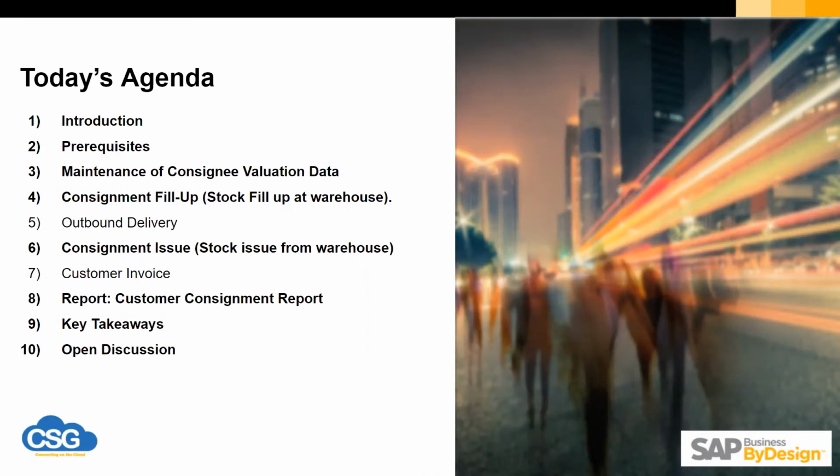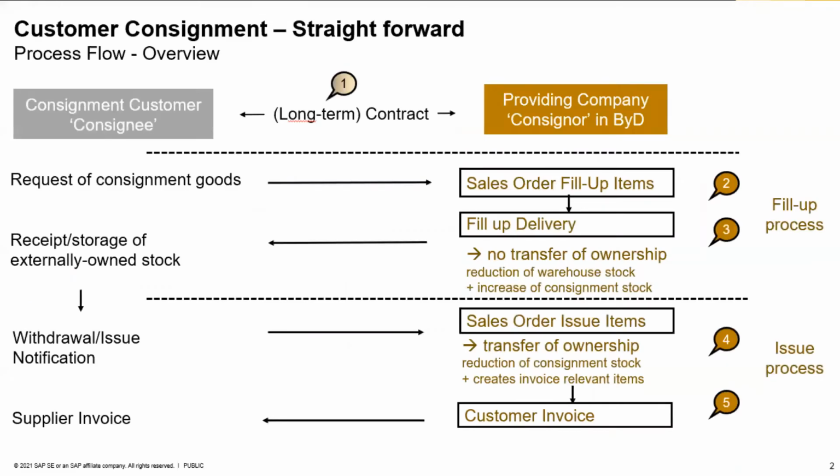So the customer is only obliged to pay for these goods when they remove them from consignment stock, which means when they issue that stock, when they are going to use it. After that only there will be the invoicing. Otherwise it's just stored at their location as pre-delivered. This is the process flow of the customer consignment, straightforward.